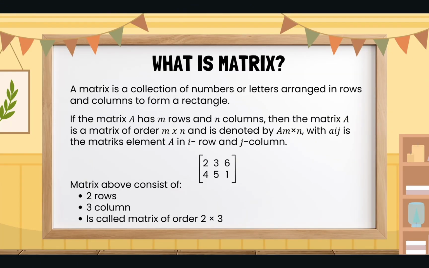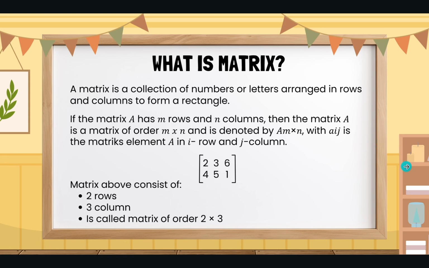So, first things first, let's answer the big question. What is a matrix? Simply put, a matrix is a collection of numbers or variables arranged in rows and columns to form a rectangular shape.